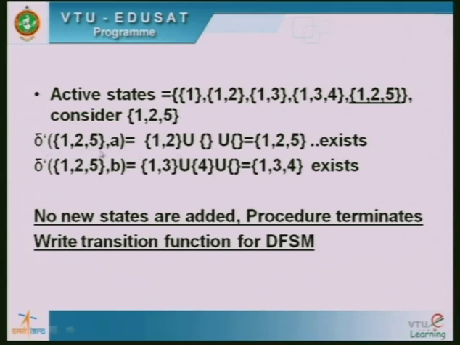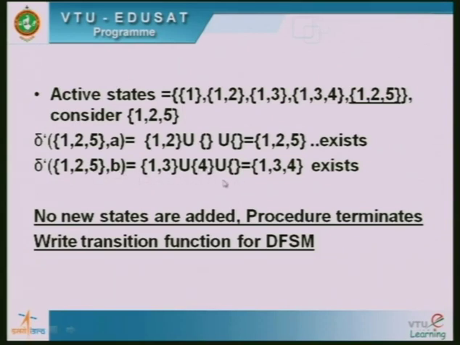So, now if you look at it, 1 on A, {1,2} it will go, then 2 on A will be the null set, 5 on A null set. So, {1,2} exists. Then if you look at the other one, {1,2,5} on B, 1 on B it will go to {1,3}, then 2 on B will go to 4, then 5 on B.